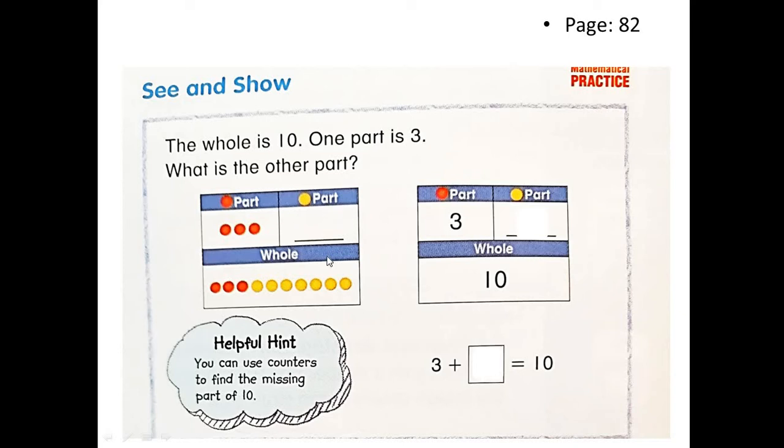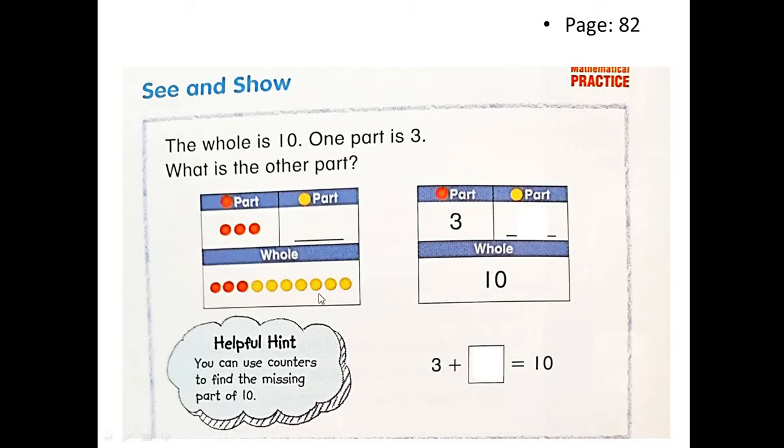But we know that we have 10 circles here, right? 10 circles in all. Let's count them now. 1, 2, 3, 4, 5, 6, 7, 8, 9, and 10. We have 10 circles in all. And we know that we have 3 red circles here. What about yellow circles? How can we know how many yellow circles we have?